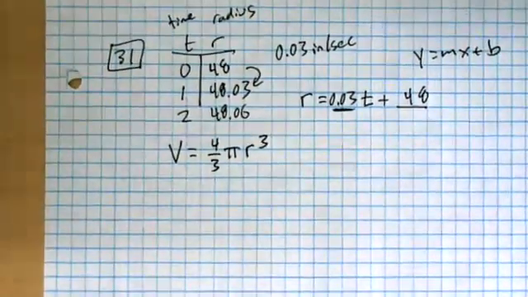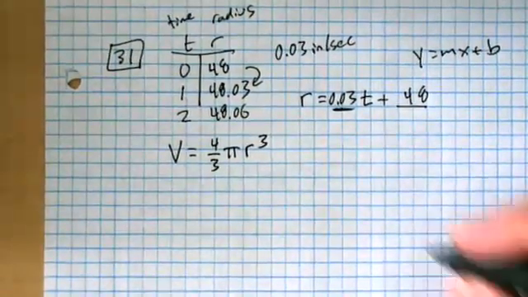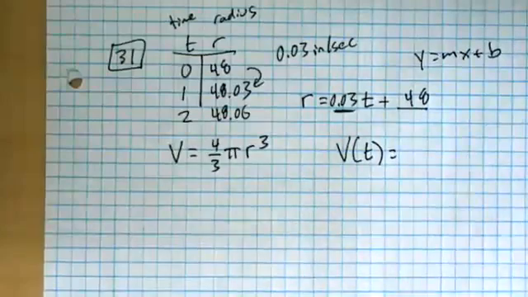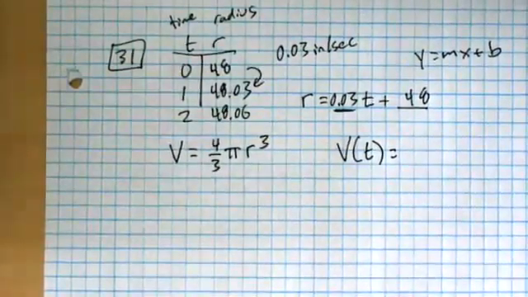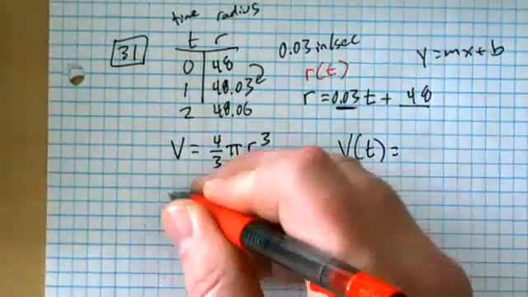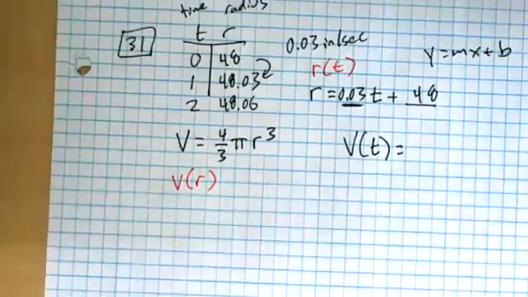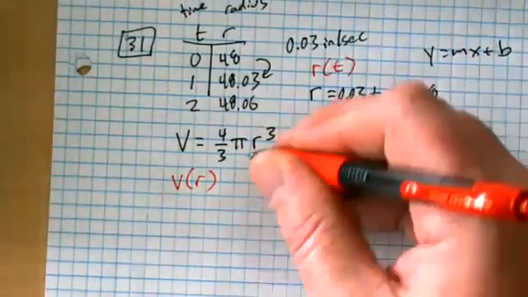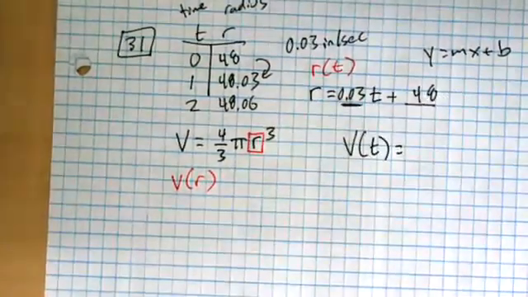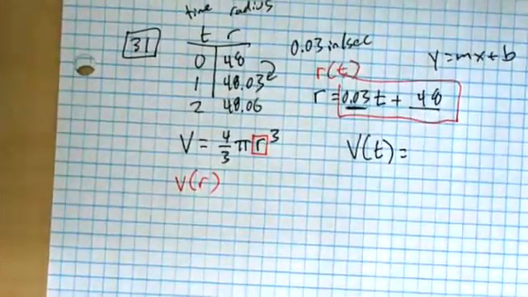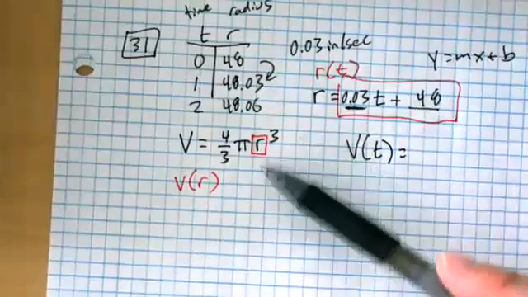So they want us to write an equation that models V as a function of t. Right now I've got an equation that models r as a function of t, and I've got an equation that models V as a function of r. So how am I going to get V as a function of t? Yeah, we're going to do a little substitution. We'll pull this r out. What are we going to put in place of there? 0.03 t plus 48.